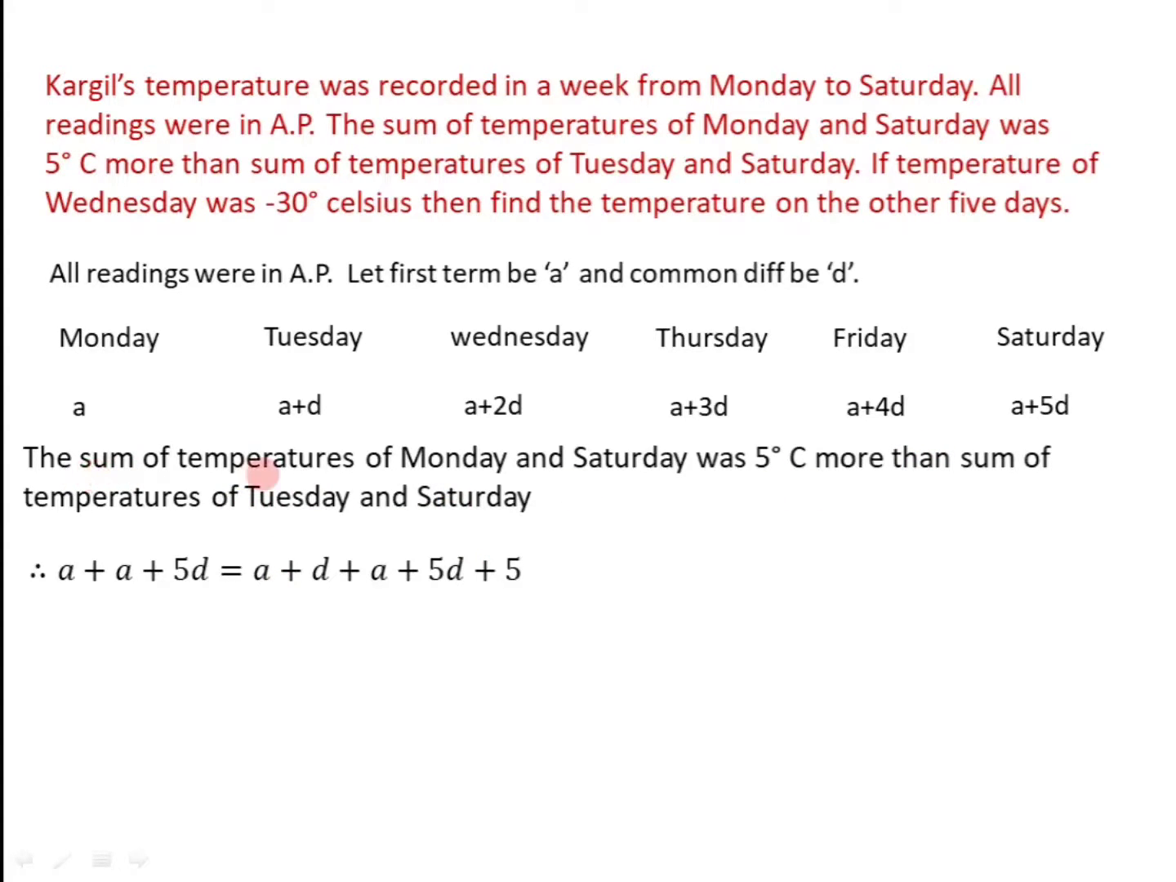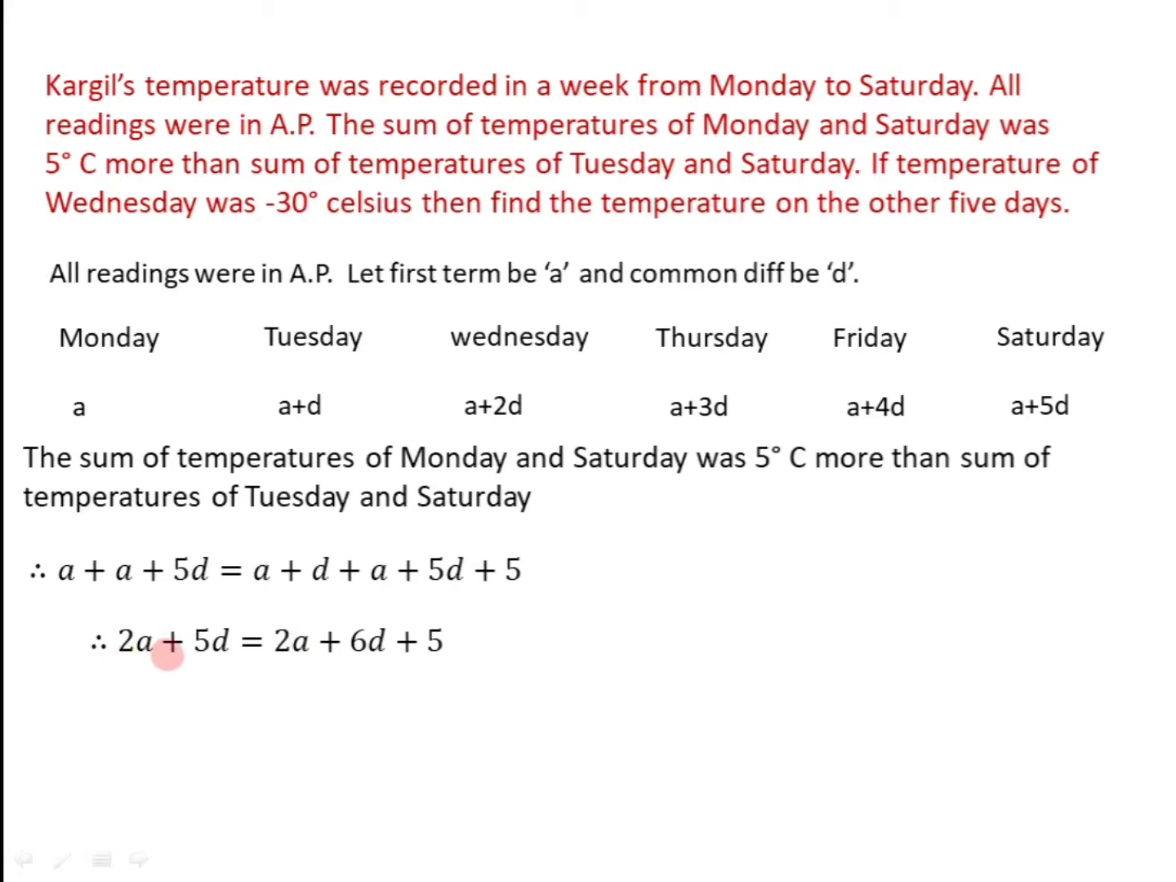And it is given that the sum of temperatures of Monday and Saturday was 5 degrees Celsius more than that of Tuesday and Saturday, so we have to add 5 to it. Now if we simplify this, we get A plus A, that's 2A plus 5D, equal to again A plus A, that's 2A, plus D plus 5D, that's 6D, plus 5.